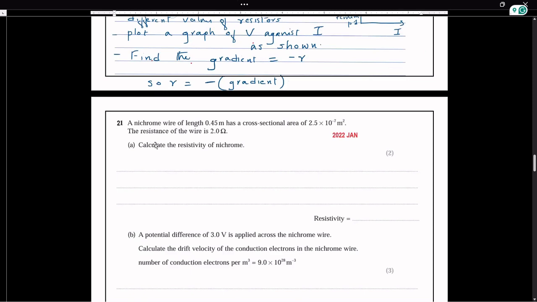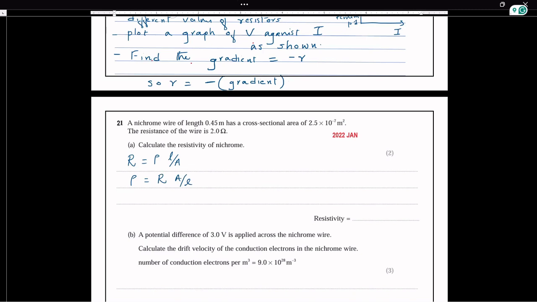Now the next question is a nichrome wire of length and a cross-sectional area. The resistance of the wire is given; calculate the resistivity. I think this is a very direct question. Everything is given. Calculate the resistivity of nichrome. So we have the relation R is equal to rho L over A. We want to calculate the resistivity: rho equals R A over L.